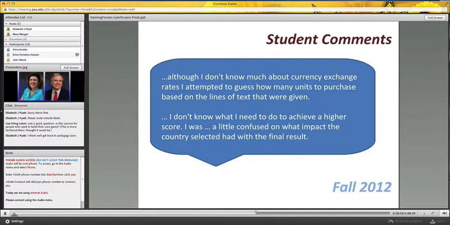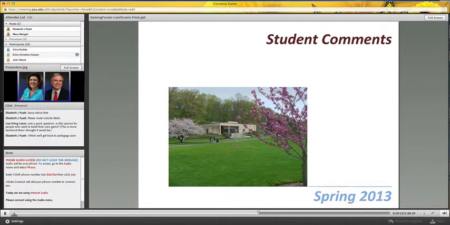But if it was used prior to covering the concepts in class, the game certainly could perhaps prepare the way for students to be exposed to those concepts when they got to class, so that they might come with questions like, I was a little confused on what that country selected had to do with the final result. So they could then come to class, have Jim explain how these things work, and then go back and play the game again and hopefully come away with even a greater understanding of how this all fits together.